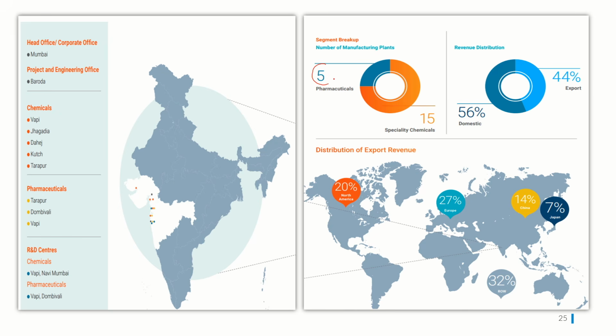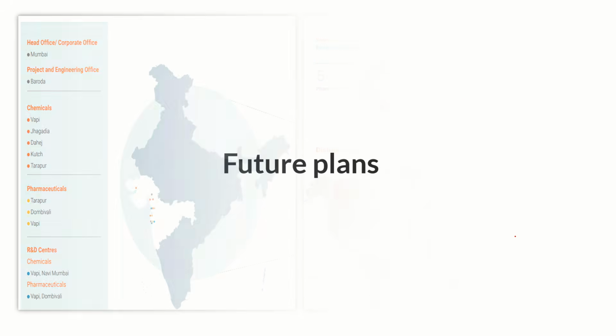Out of their total 20 plants, 15 are specialty chemical, 5 are pharma. Their total revenue, 44% is coming from exports, and 56% is coming from the domestic market. Where they are exporting: North America 20%, Europe 27%, China 14%, Japan 7%, and rest of the world 32%. Right? Moving ahead, what are their future plans?